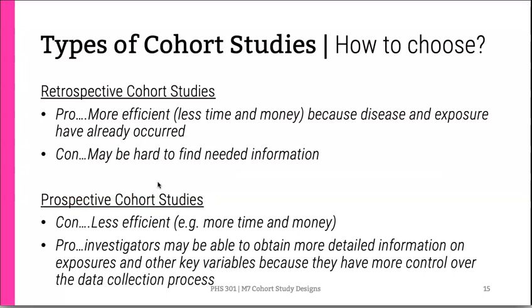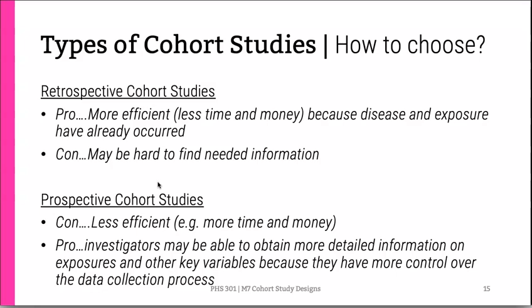So, what are some of the pros of a retrospective cohort study? Well, it's many times over more efficient. Because typically what you're doing as a researcher is coming in and saying, okay, I have access to all of this data in this data set, and I'm not having to collect it, I'm just doing the analysis. The con is that while it's great when you can find it, finding that information can be really challenging.